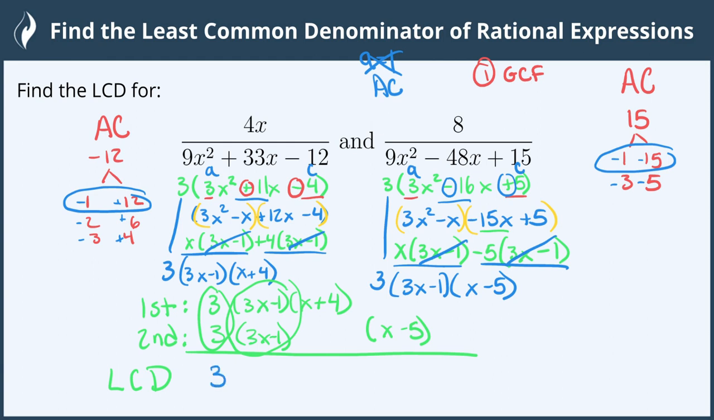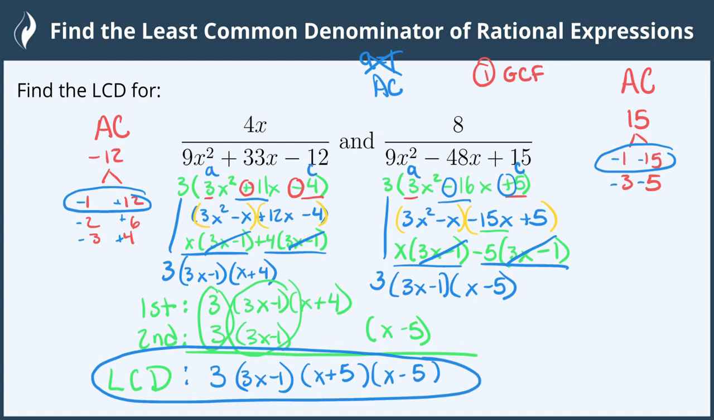So we have a 3 in common. We also have a 3x minus 1 in common, and we're looking for the lowest common denominator, so we need to include the ones that are also in the others, even though they are not in common. We need to include them to make it all part of the lowest common denominator, and our lowest common denominator is all of those together.